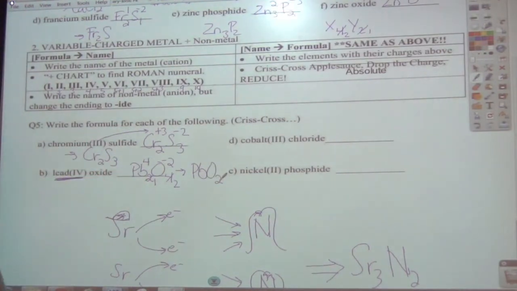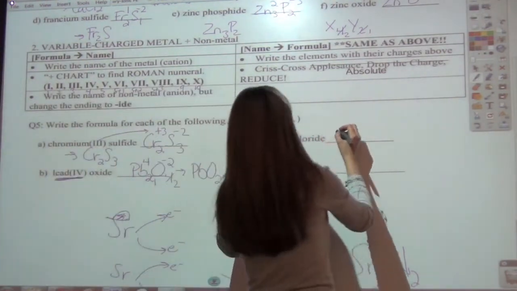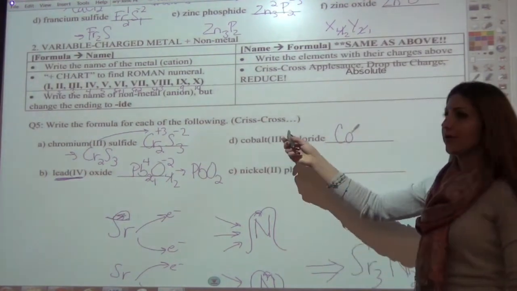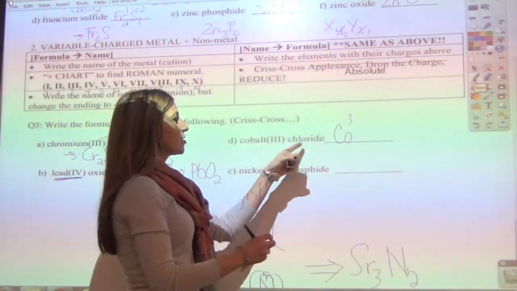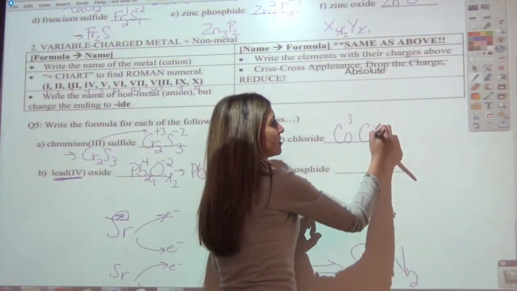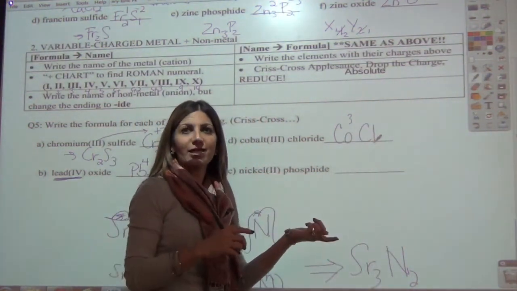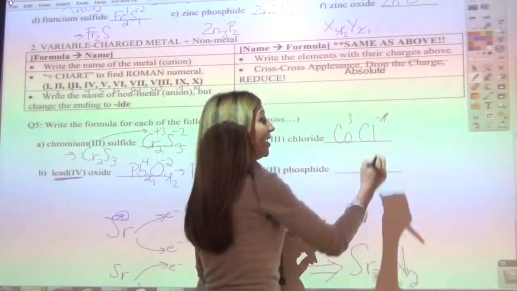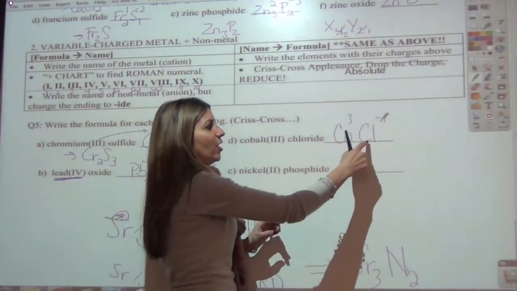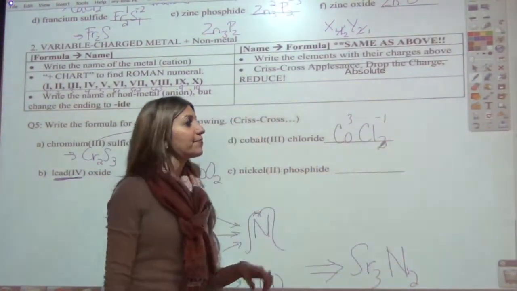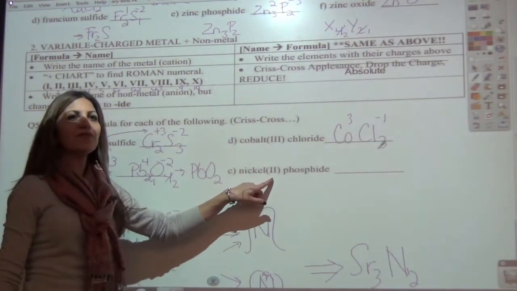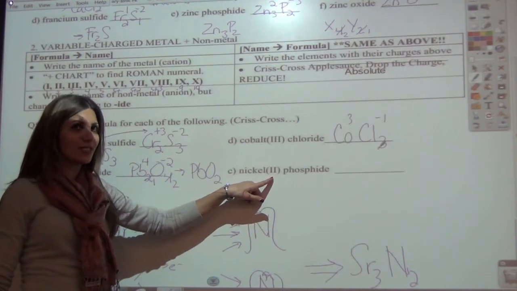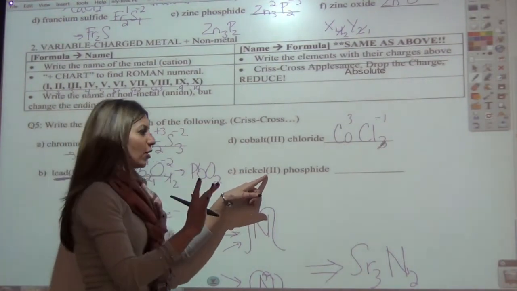Okay, let's try the next one. Cobalt 3 chloride. So I've got Co. Where does the 3 go? On top. All right, and so then what's chloride? Cl, and the charge, if you remember like Club Chem, it's -1. So if you crisscross this, you're going to get CoCl3. Now this seems like it's a lot easier than even doing the other one because we don't even have to look up the metal's charge. They're telling us what it is. But it will get a little bit harder, and I'll show you why.